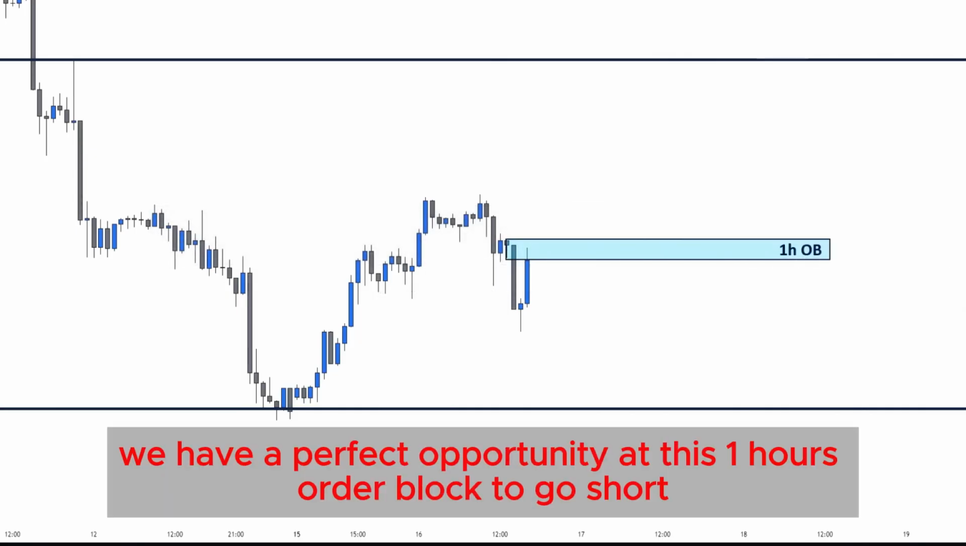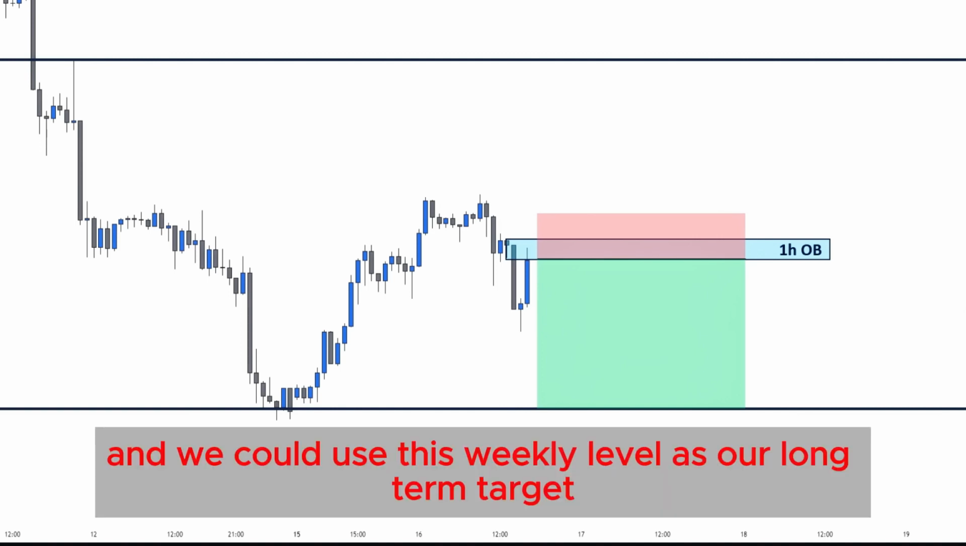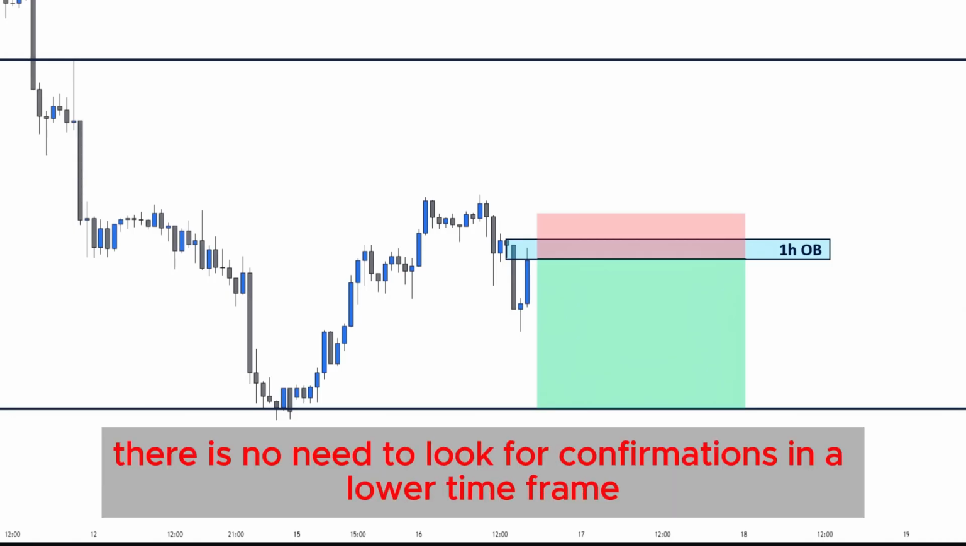Here we have a perfect opportunity at this 1 hour's order block to go short, and our first target would be this daily level, and we could use this weekly level as our long-term target. Right now, there is no need to look for confirmations in a lower time frame.